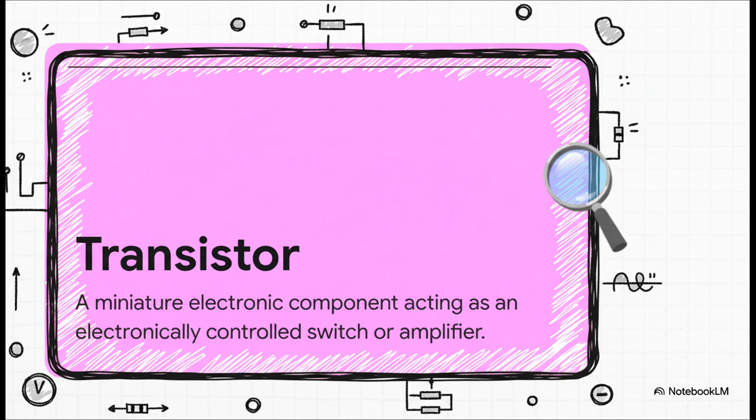First, it can be a super fast on-off switch, and that's the basis for all the ones and zeros that run our digital lives. And second, it can be an amplifier, taking a really weak signal and boosting it up into something strong and useful.